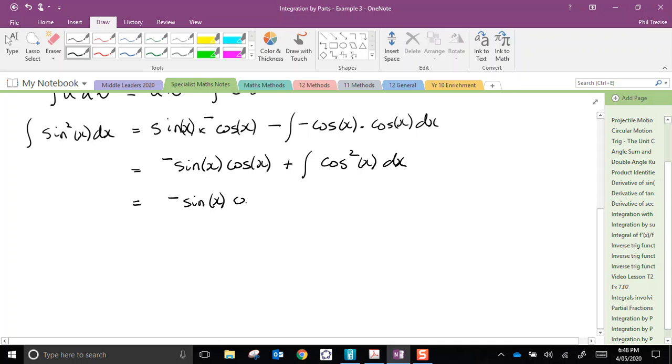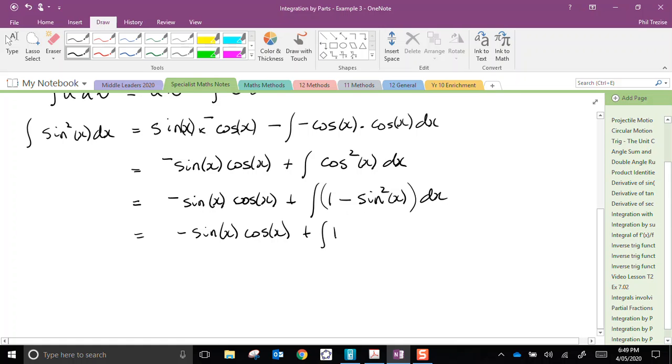So we have sine of x cosine of x. Now what if we use the Pythagorean theorem to write this as 1 minus sine squared of x dx. Remember, it's the integral of all of that. So negative sine x cosine of x. And the integral here of a sum, remember subtracting is just adding a negative, so it really is a sum. That can be split as the integral of 1 dx minus the integral of sine squared x dx.